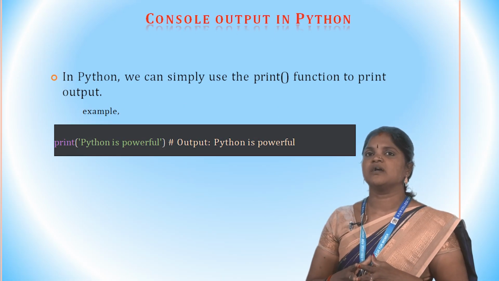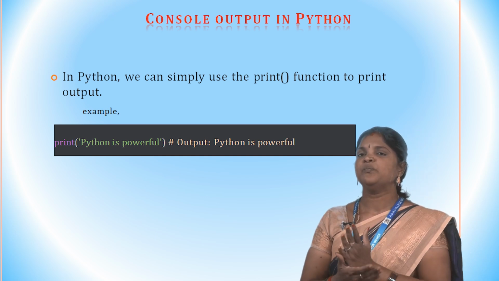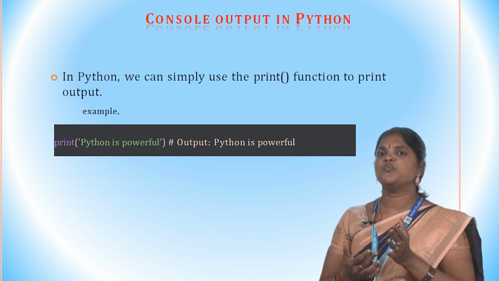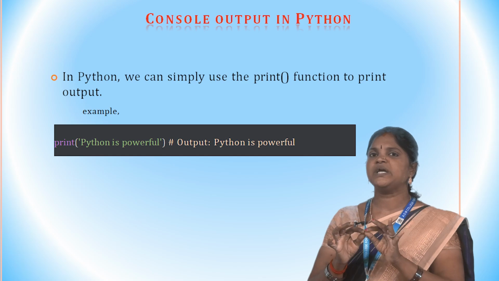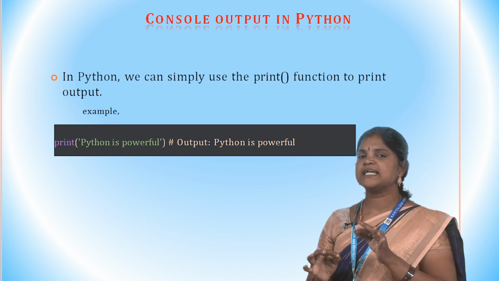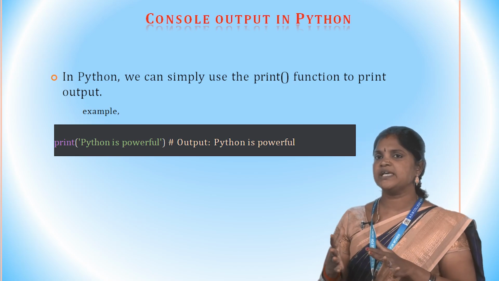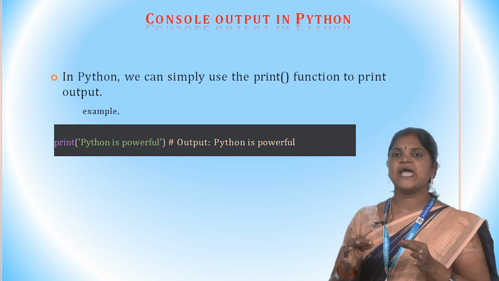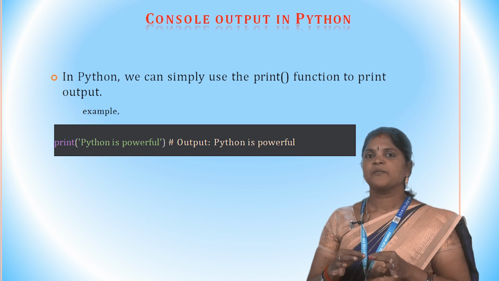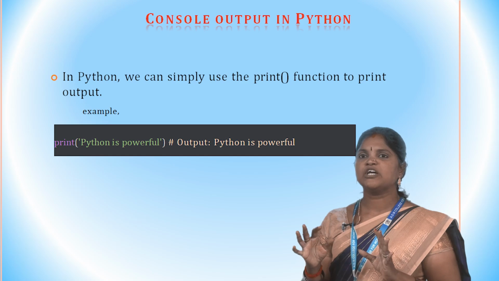Console output in Python. In Python, we can simply use the print function to print output. For example, print Python is powerful. Output is Python is powerful. Here, the print function displays the string enclosed inside the single quotation. The syntax of print: here the print function is taking a single parameter. However, the actual syntax of the print function accepts 5 parameters: print object, sep equal to, end equal to, file equal to, flush.